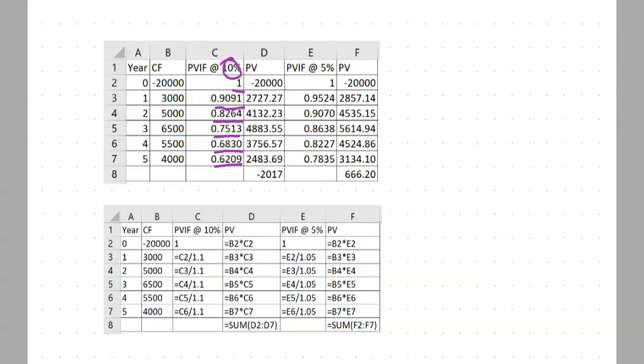And for year 2, it is year 1 present value interest factor divided by 1 plus the interest rate, and so on. So when you multiply the cash flows with the present value interest factors, you will get the present value of cash flows. And when you add all the cash flows, you will get the net present value of the cash flows. So when you take 10% as the discounting rate, the net present value comes out negative 2017.